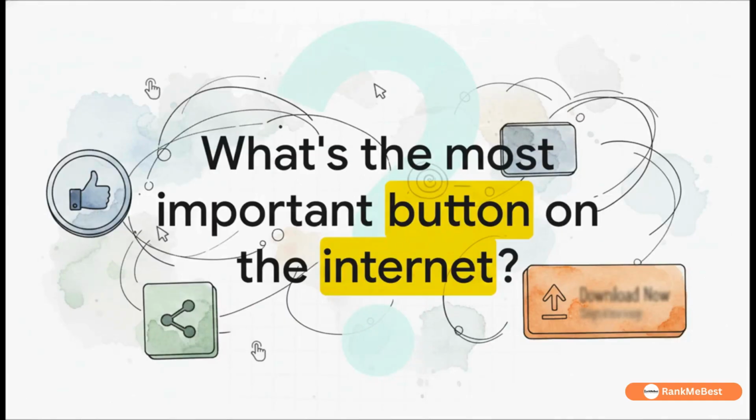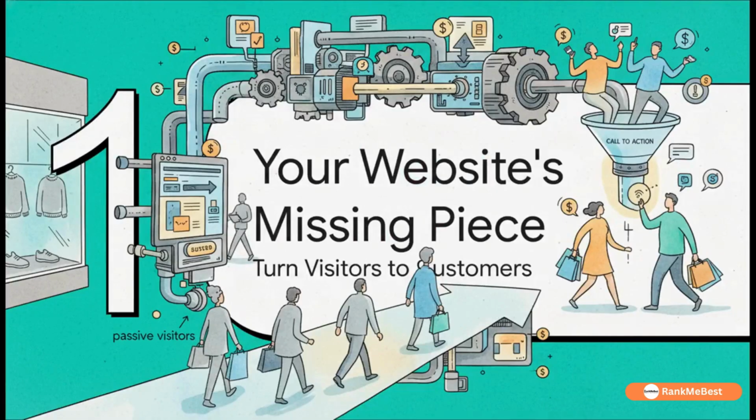So let me just ask you this straight up. What is the most important button on the internet? I mean, you might think it's the like button or maybe the share button. And yeah, those are big. But there's another kind of button, one that businesses and creators are absolutely obsessed with. It's the one that actually makes you do something. And the answer is the call to action, or as you'll hear it called all the time, the CTA.